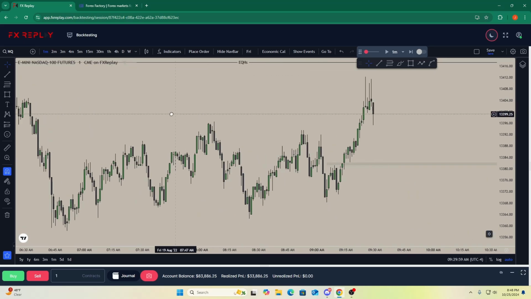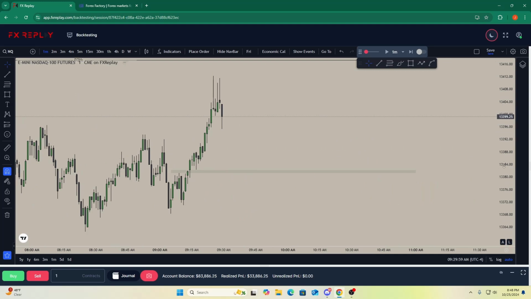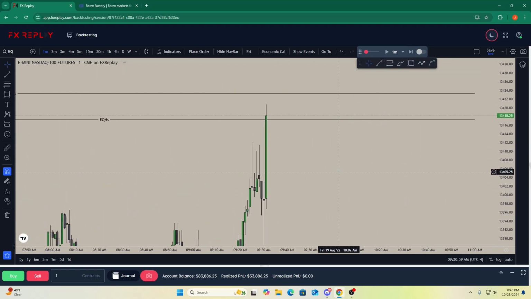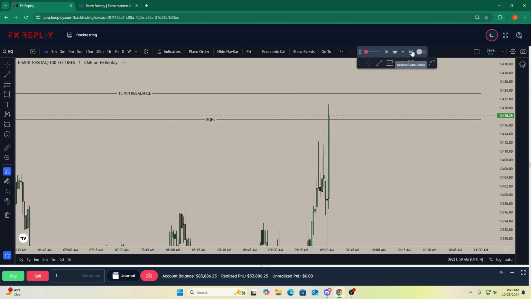Yeah, I would really just need to see us trade back into this 5. If we can't, then we can't. If we do, then I think we get a really good long setup here. So we're going to end up taking out those equal highs, no entry.